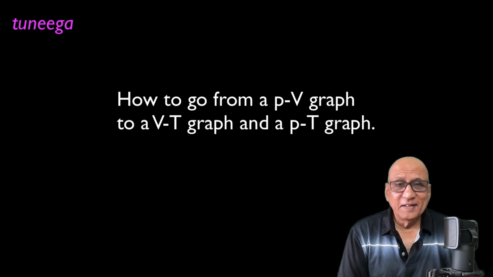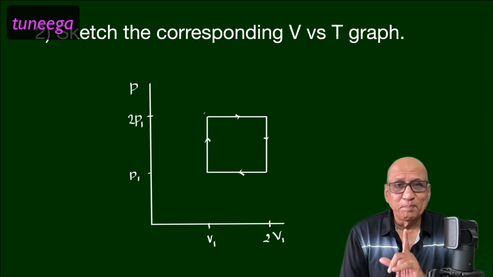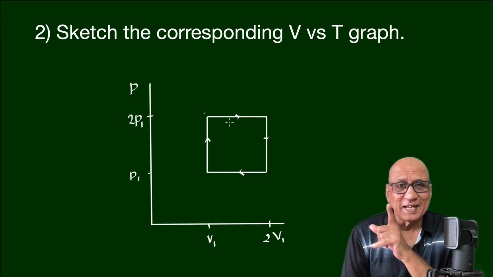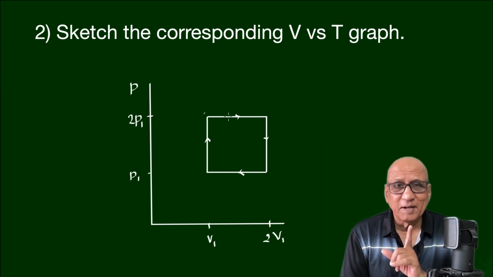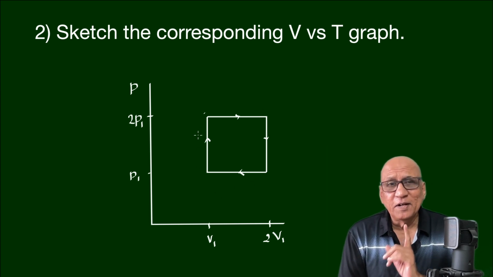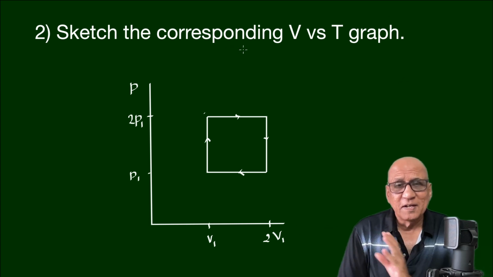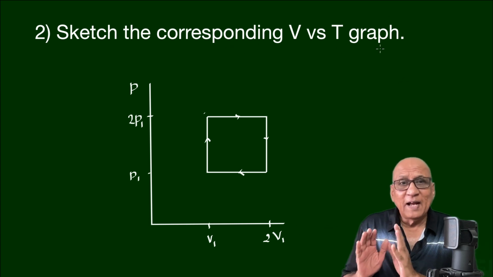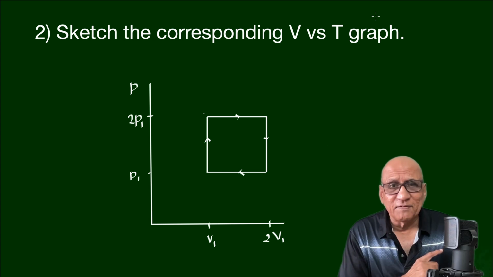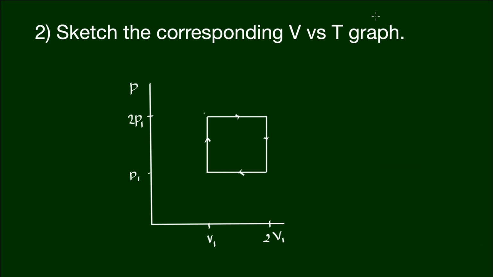Hi folks, in this video we are going to look at a PV diagram which consists of a cyclical process represented by this rectangle, and we are going to learn how to convert that and draw the same cyclical process on a VT graph and also on a PT graph. Would you like to pause the video here and try it on your own? I'm going to give you the solution now.